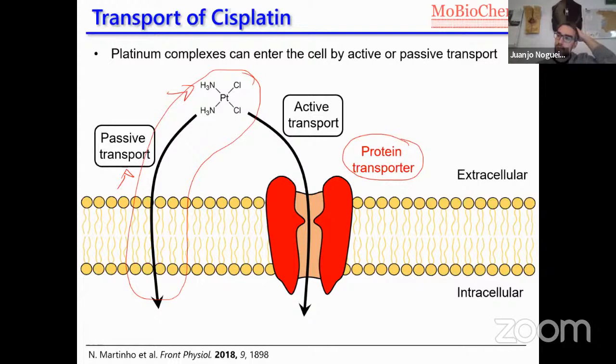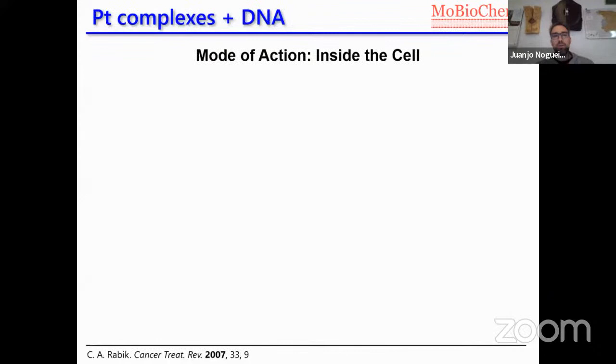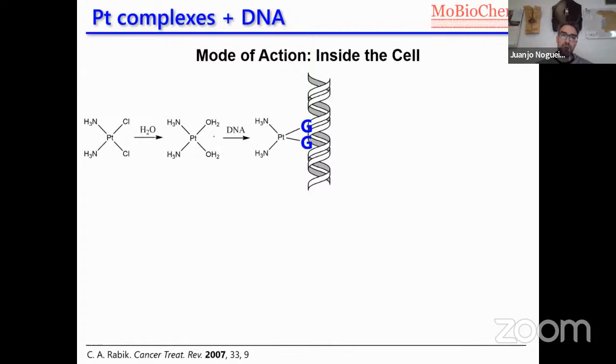Okay, once the drug is inside the cell, what happens is the following. In the first step, we have the hydrolysis of the drug, where these two chloride atoms are replaced by water molecules, okay? Now this hydrolyzed molecule is very reactive, and indeed it can react with the DNA of our cells. Remember, we are talking about cancer cells, okay?